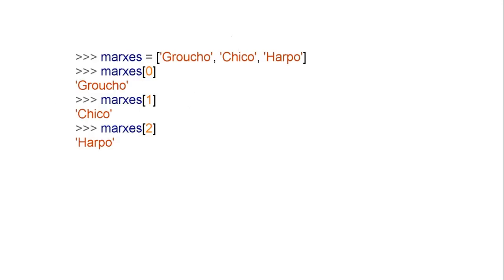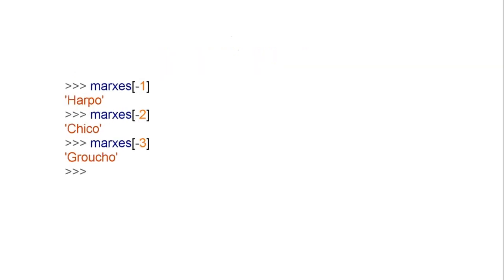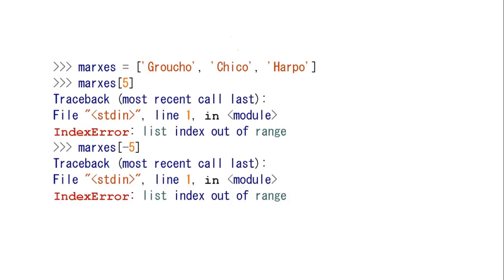Get an item by using offset. As with a string, you can extract a single value from a list by specifying its offset. Again, as with a string, negative indexes count backward from the end. The offset has to be valid for the list, a position to which you have assigned a value previously. If you specify an offset before the beginning or after the end, you will get an exception. Here's what happens if we try to get the sixth Marx brother or the fifth brother from the end.